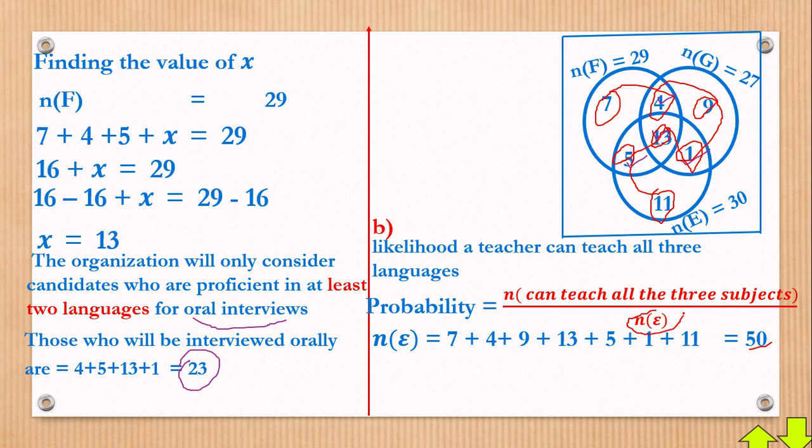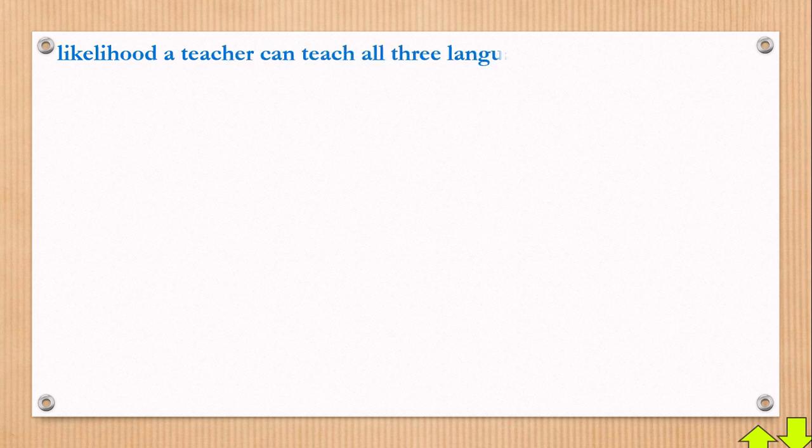So number in the universal is this one down. Now those who can teach all the 3 is that one we have in the middle there, which is the 13. Let's conclude that same. So the probability is 13 over 50. Now let's go and conclude. Maybe we always need a conclusion. So we shall now say that the likelihood a teacher can teach all the 3 languages is 13 over 50, and that marks the end of this item 11.